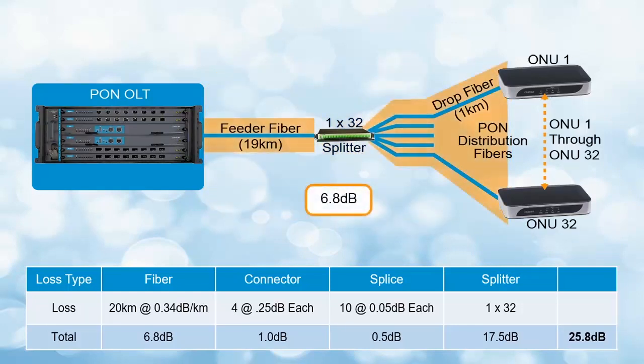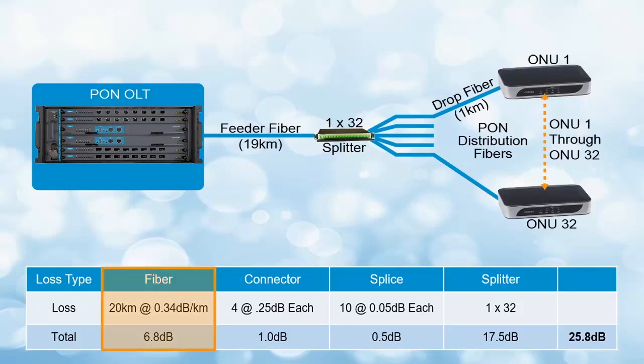Assuming a 20 kilometer fiber cable from the OLT to the ONU and 4 pairs of LC APC connectors in the link and 10 splices, then the link loss would be as follows: 6.8 dB for the fiber, plus 1 dB for connectors, plus 0.5 dB for splices, plus 17.5 dB for the splitter. This equates to a loss of 25.8 dB, which is within the PON optical budget.